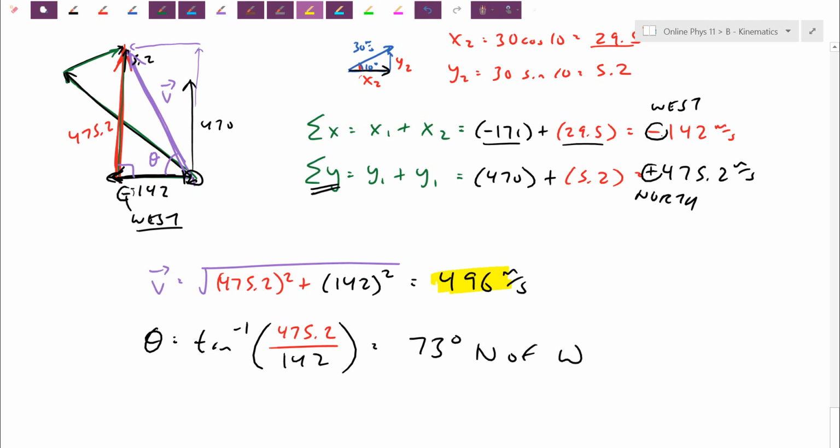So practice through some of those worksheets there. Make sure you're good at breaking up components. Add the signs based on your convention. And then we create that one last triangle. It's basic Pythagoras and trigonometry afterwards.